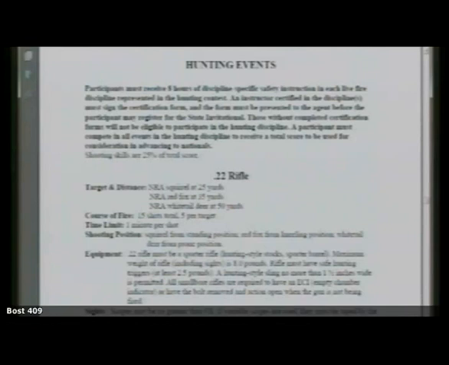There are 15 shots total, 5 per target, 1 minute per shot. The squirrel will be shot from a standing position, the red fox will be shot from a kneeling position, and the white-tailed deer will be shot from a prone position. The .22 rifle must be a sporter rifle with a hunting style stock or sporter barrel. Maximum weight of the rifle, including sights, is 8 pounds. And a rifle must have safe hunting triggers capable of holding at least 2 pounds, 2.5 pounds.